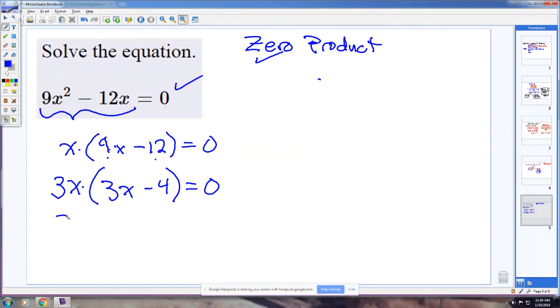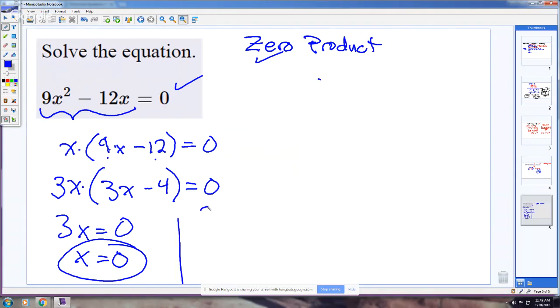All right, so this says either 3x equals 0. Well, if I divide by 3, x is still 0. So x equals 0 seems to be a solution. Or 3x minus 4 equals 0. So we would add the 4 to the other side. And then divide by 3. And I get x equals 4/3.